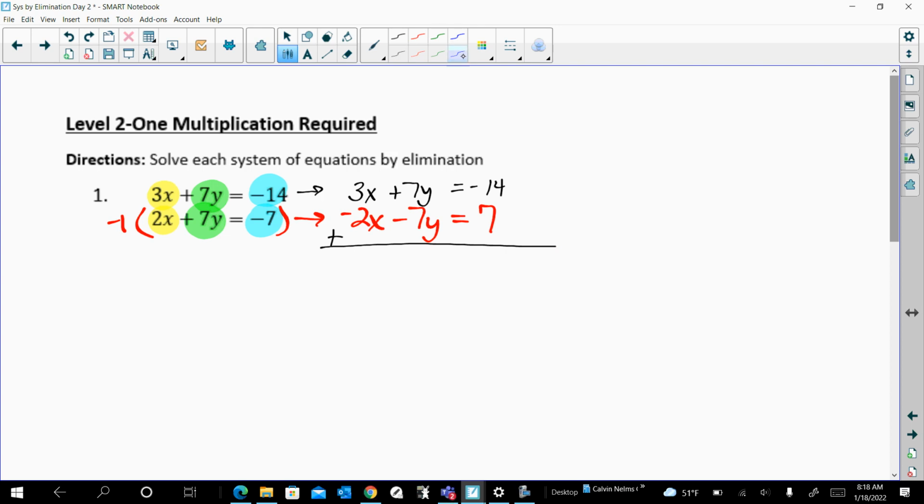So the y's are canceled. They're gone. 3x plus a negative 2x is going to leave me with x. Negative 14 plus 7, negative 7. And there's our x. So all we need to do now is plug back in.